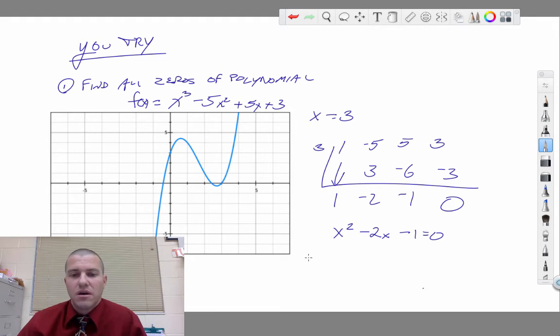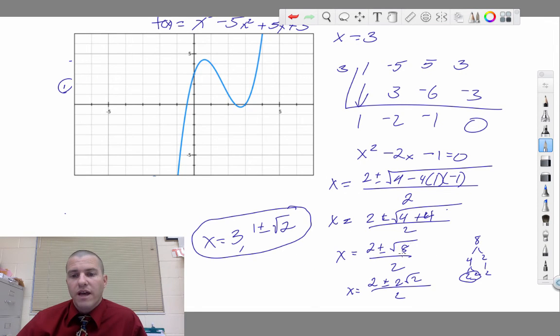So I have to use the quadratic formula. x equals negative b, which is positive 2, plus or minus the square root of b squared minus 4, a is 1, c is negative 1, all over 2 times 1, which is a. When I work that out, I get 2 plus or minus 2 square root of 2 over 2, and these 2's will cancel out to be 1's. So I have the zero that I got from the graph, 3, and the solutions from the quadratic formula, 1 plus or minus the square root of 2. I don't need to write all over 2, so those are my 3 solutions.